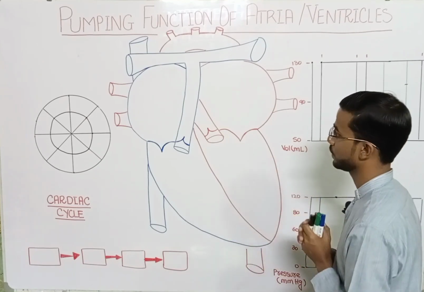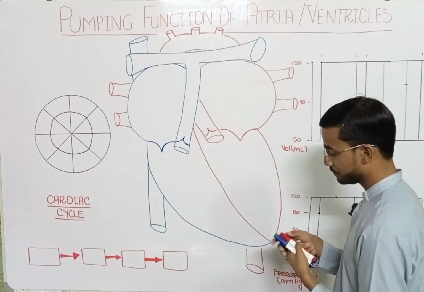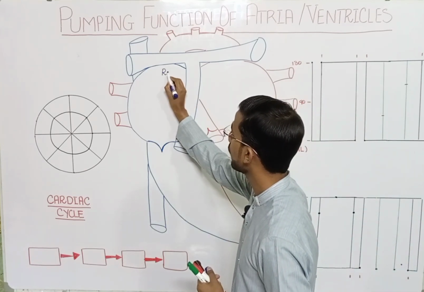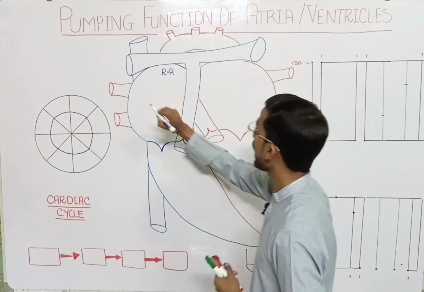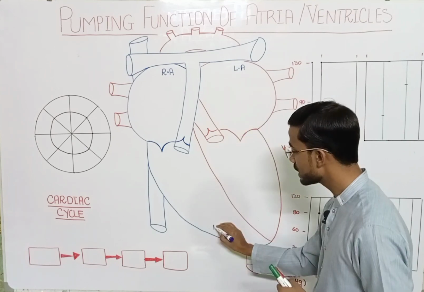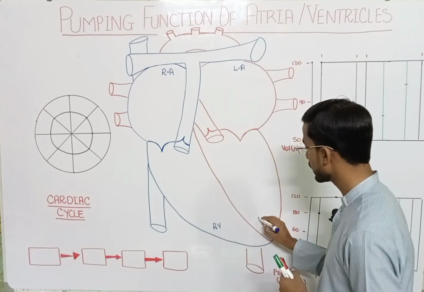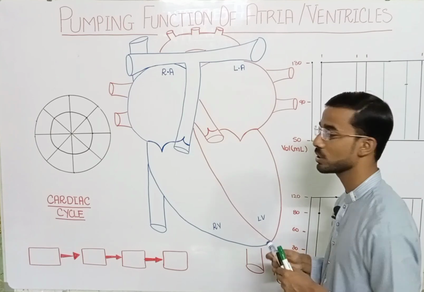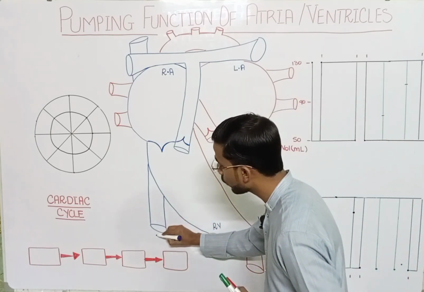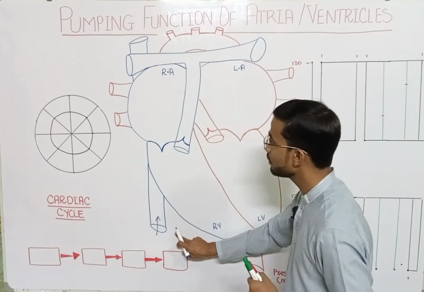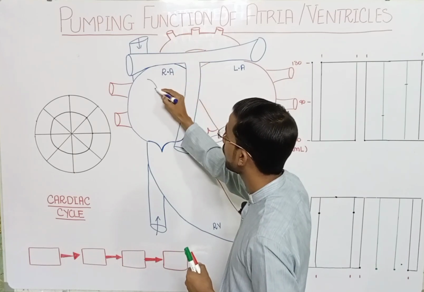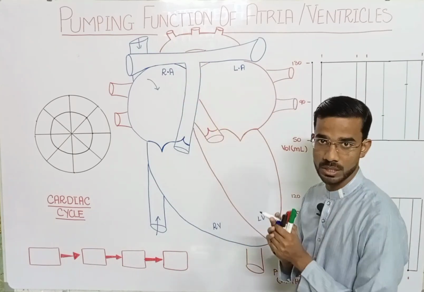blood in the heart. So as we know, the heart consists of, here you can see, the right atrium and here is the left atrium. This is the right ventricle and this is the left ventricle. So these are basically the four chambers. As we know, the blood flows through the inferior vena cava and through the superior vena cava into the right atrium. So this is the case.